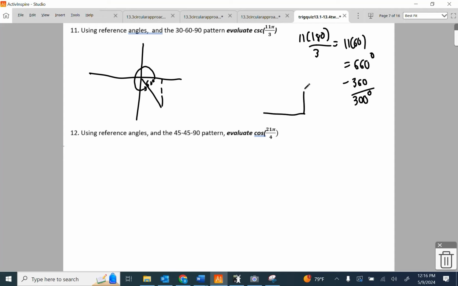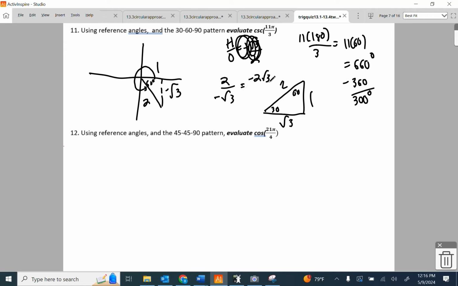And I've shown you 30, 60, 90 patterns, whether or not you want to learn them or not. Here's one of them. Opposite of a 60-degree angle is a root 3. Direction makes it negative. Adjacent is a 1. Hypotenuse is 2. And cosecant is hypotenuse over opposite. So negative root 3 over 2. Bam. Sorry, I did that wrong. She's 2 over negative root 3, which is going to be negative 2 root 3 over 3 because we multiply top and bottom by root 3.